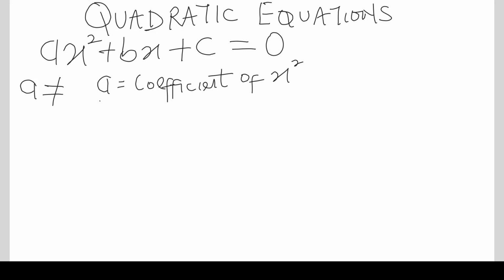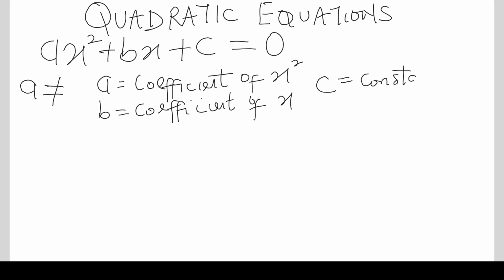Then b is the coefficient of x. And c remains the constant. C is the constant term. So a is the coefficient of x squared, b is the coefficient of x, and c is the constant term.